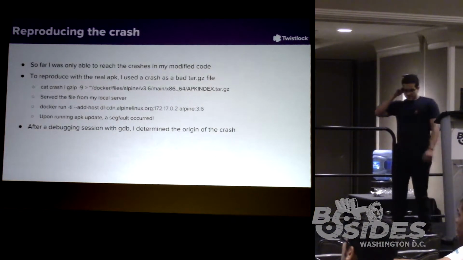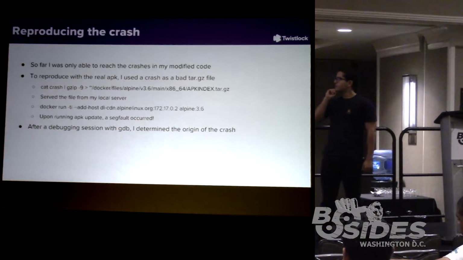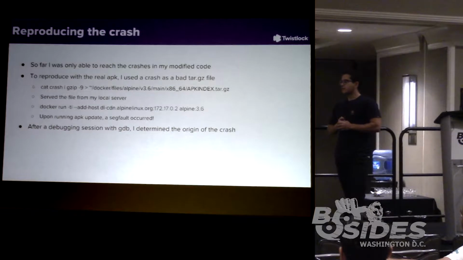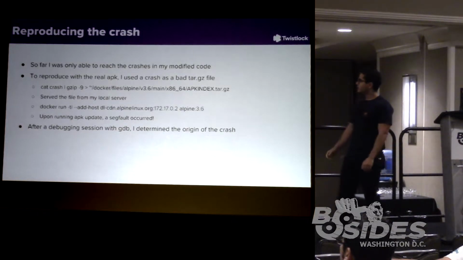But before I could do anything with it, I had to reproduce it with the original code, right? Because I changed the code. I took out a lot of functions. I commented out a lot of stuff. So I wanted to see that the crashes were not originating from the fact that I've changed the code and removed functions. So I took the bad crash file. I gzipped it and put it inside an apk.gz file.